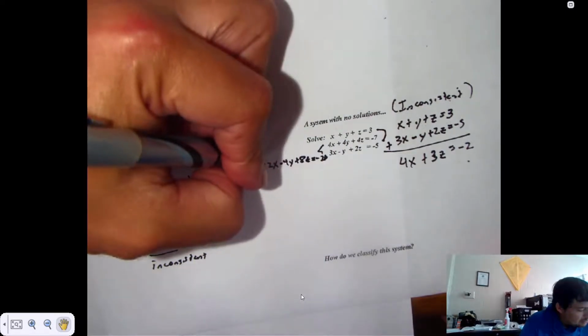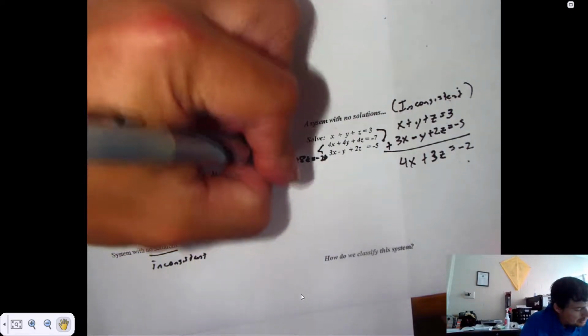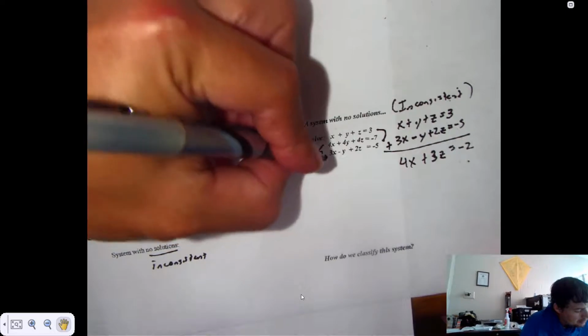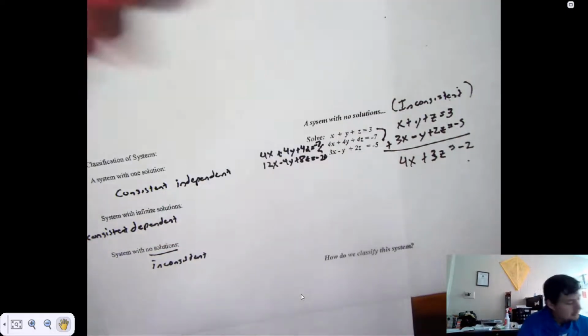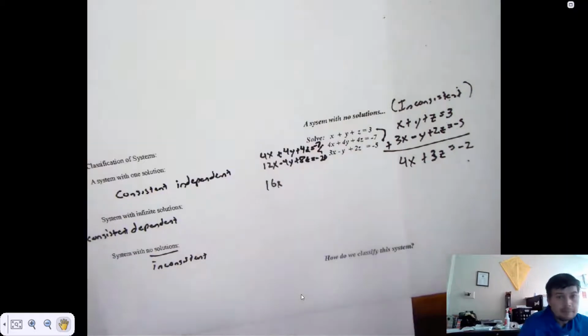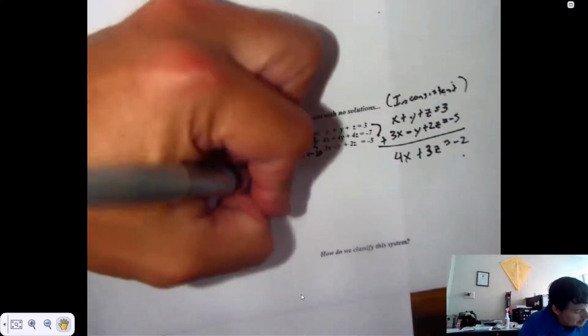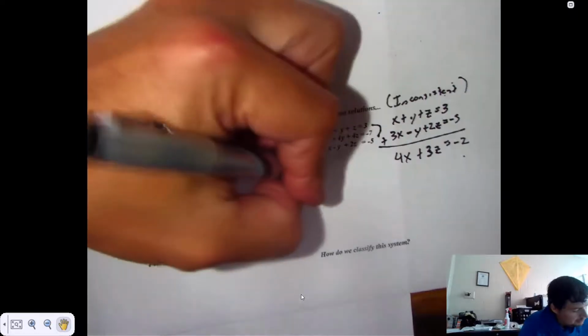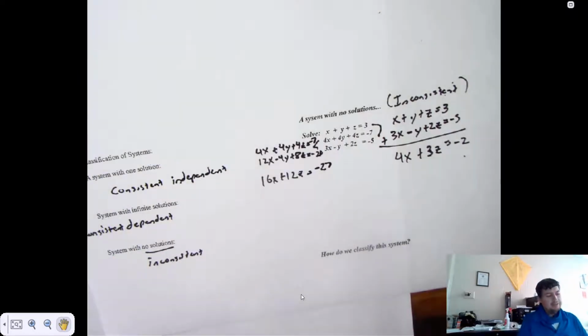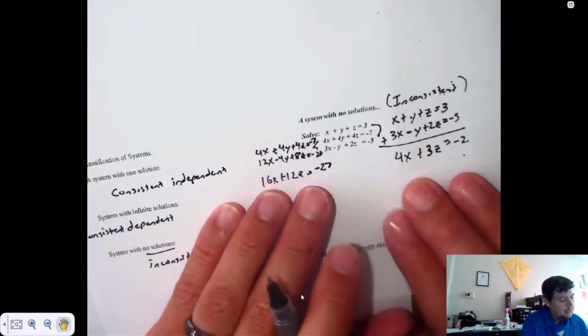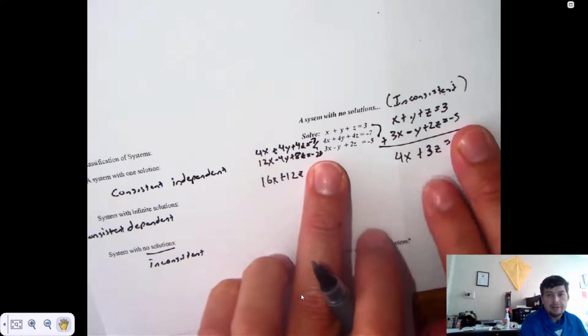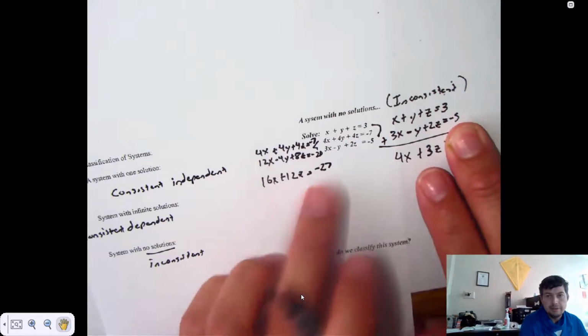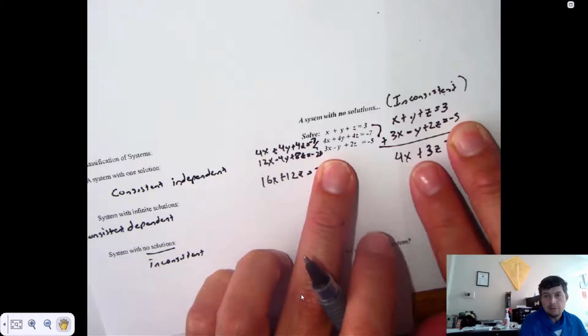I wish I'd left myself more room. I didn't. It's one of the dangers of doing things in pen. And I'm going to add those together. And I'm going to get 16x, there are no y's, plus 12z equal to a negative 27. Now, I've done this for years. I already know there's a problem. When I look at these two equations and I ignore the constant, I see that this equation right here is a multiple of the second equation. So I know there's a problem here.